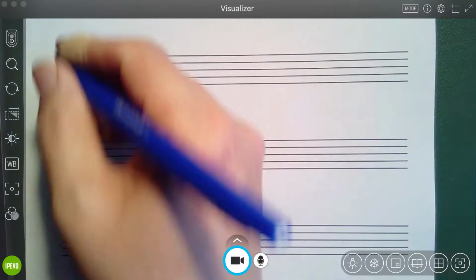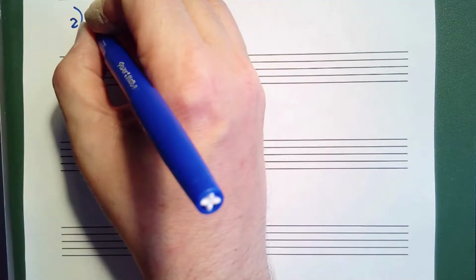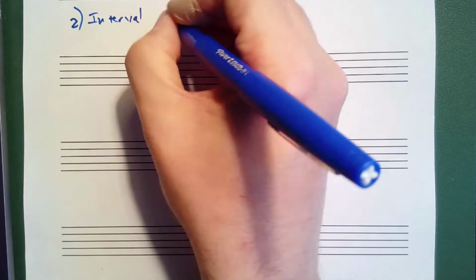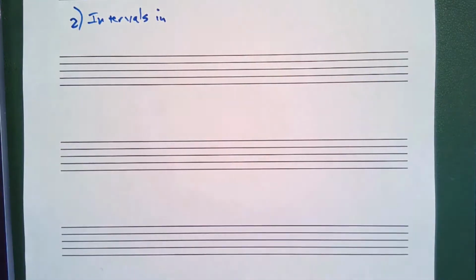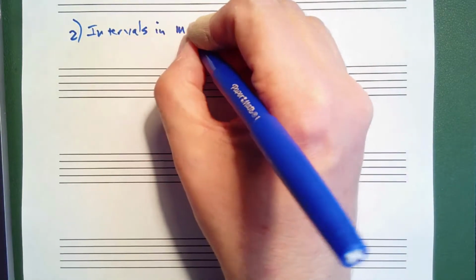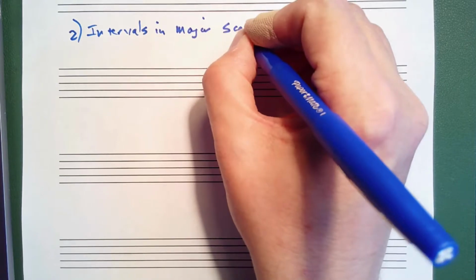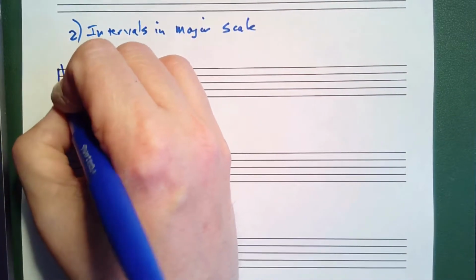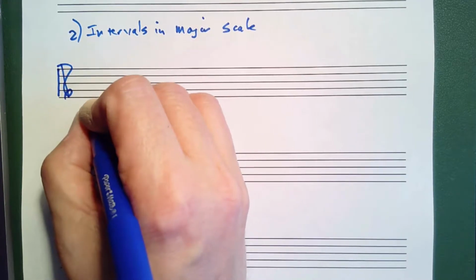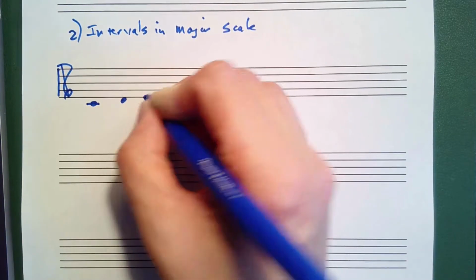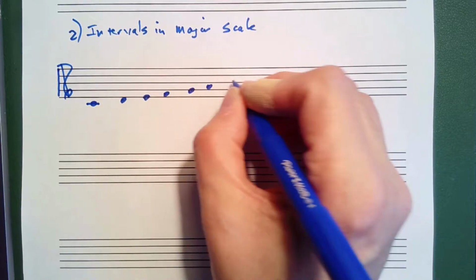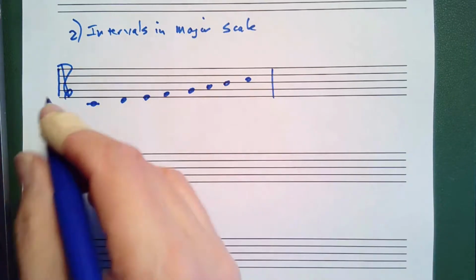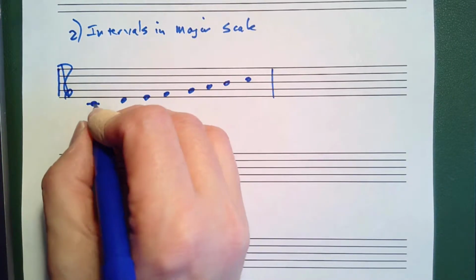Here's step 2, intervals in a major scale. Let's start with treble clef. Let's do the C major scale. I want to look at every note in the scale in relationship to the starting note.